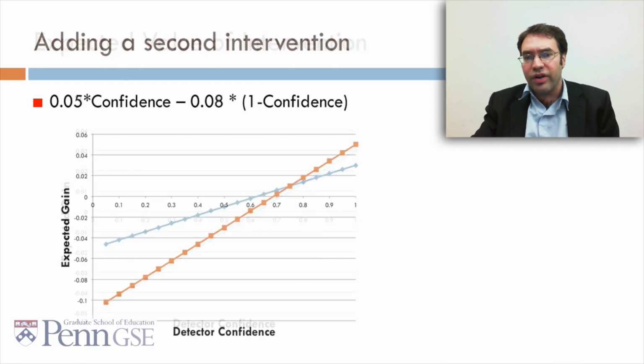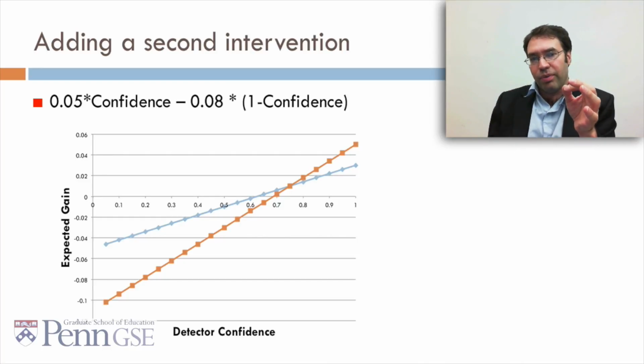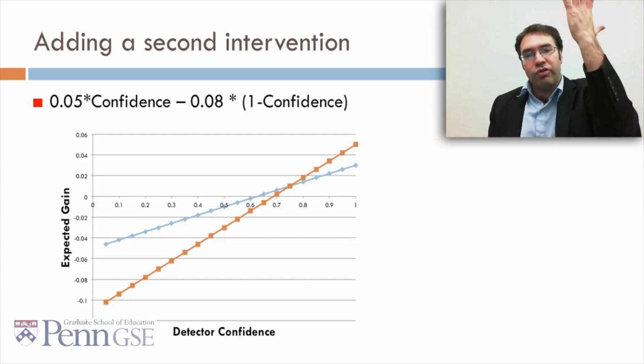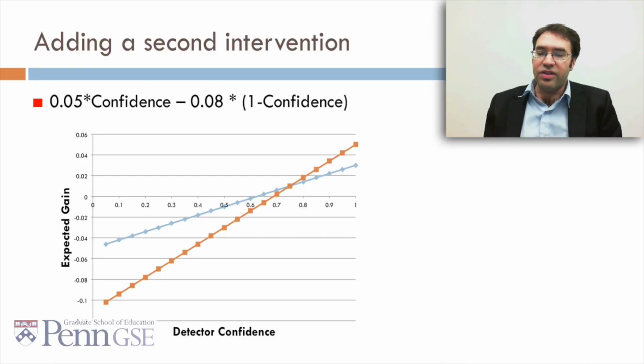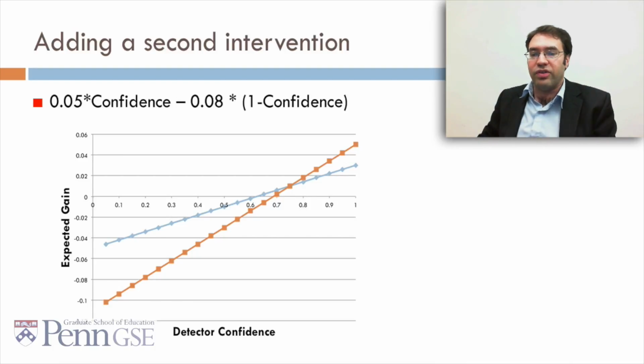What if we had a second intervention? This intervention is stronger, but it's also more harmful if it's wrongly applied. So if it's correctly applied, then you're going to get a boost of 0.05, but if it's incorrectly applied, you're going to lose 0.08. In this case, you can see that you can plot a second line, the orange line, and see where the two lines intersect.